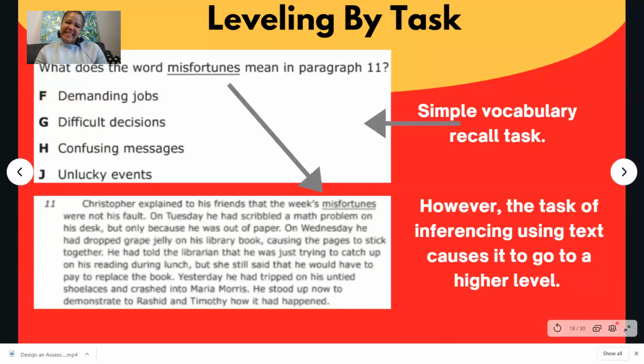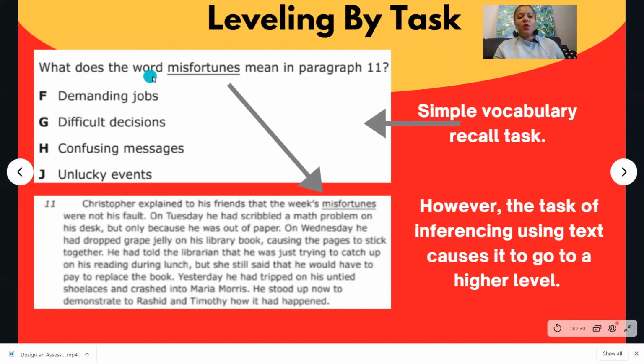Let's see if we can do it again. Right. ELA, here we come. Here is your question. What does the word misfortunes mean in paragraph 11? It's actually a simple vocabulary recall task. If you just covered up paragraph 11, it says, what does the word misfortunes mean? But let's go to paragraph 11. When we go to paragraph 11, our sentence is, Christopher explained to his friends that the week's misfortunes were not his fault.